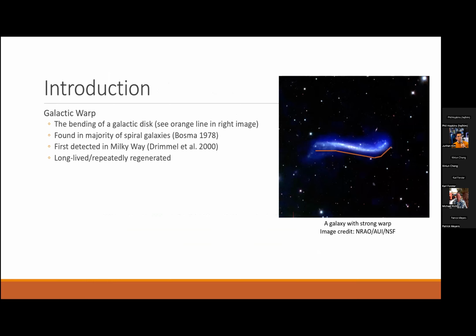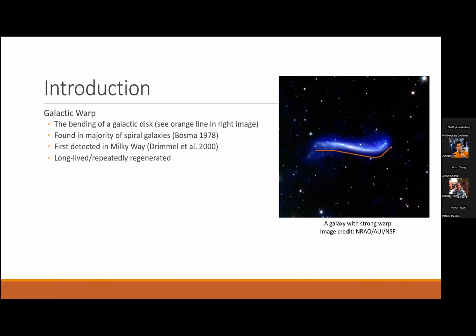Okay, it works. You can see in the image here, the orange line roughly traces out the shape of the midplane of this particular galaxy. One thing you will immediately notice is that, contrary to common belief where the galaxy should be a thin, flat, pancake-like thing, it's actually warped. It's not in a straight plane. So this is known as the galactic warp.